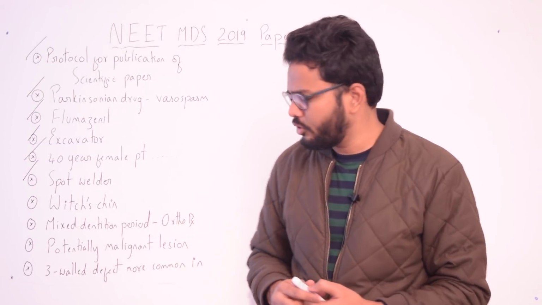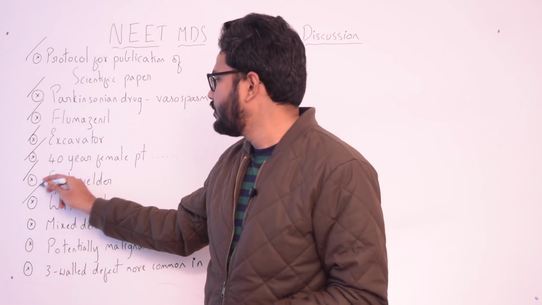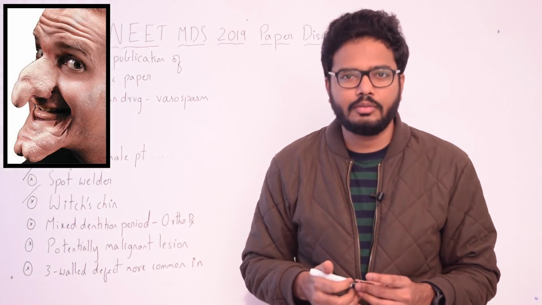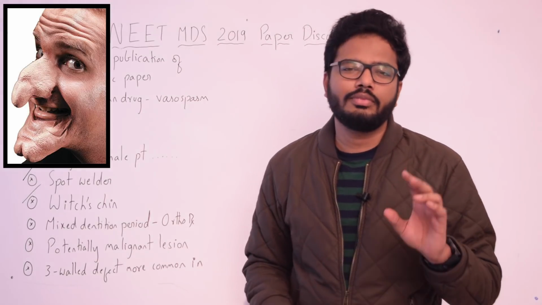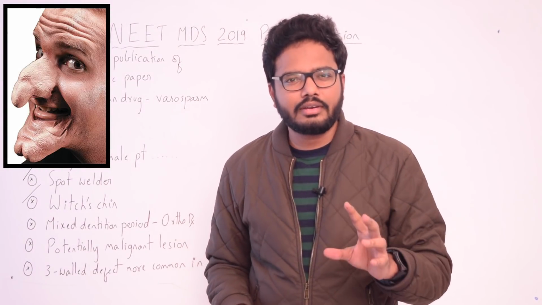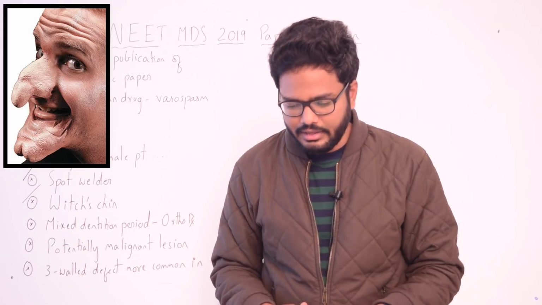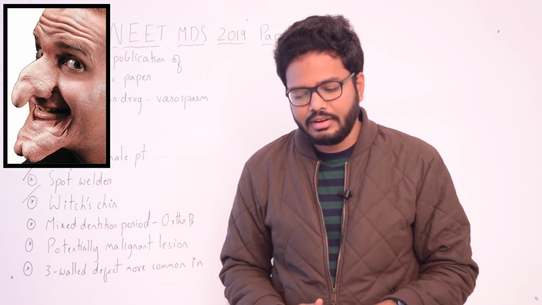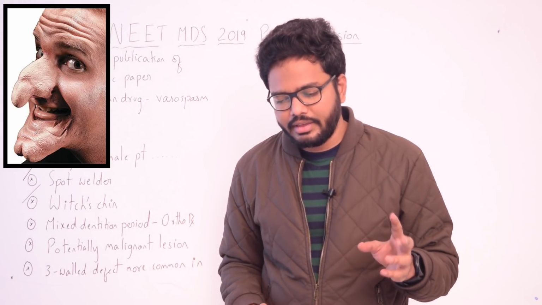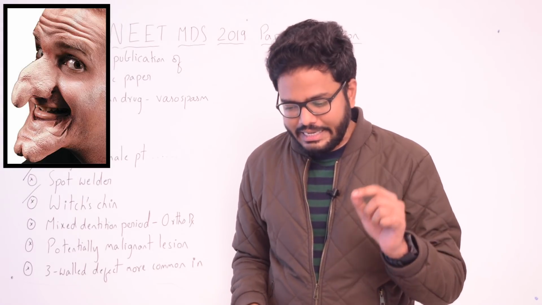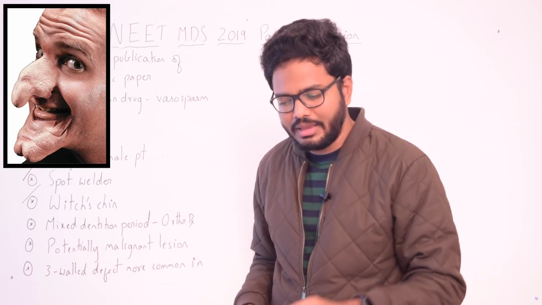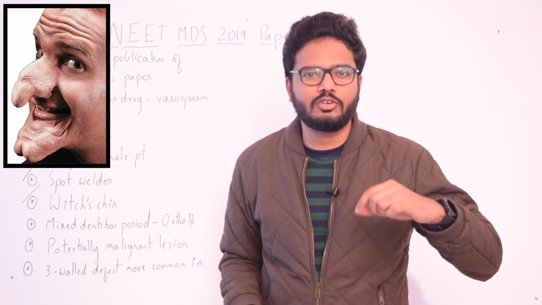Now moving on to the next topic, witch's chin. Have you seen a witch, at least in movies? So witch's chin has characteristic features, as you can see in the image. Witch's chin is an unpleasant aesthetic defect characterized by ptosis of premental tissue with deep submental fold, which may be exaggerated by hyperprojection of mandible.